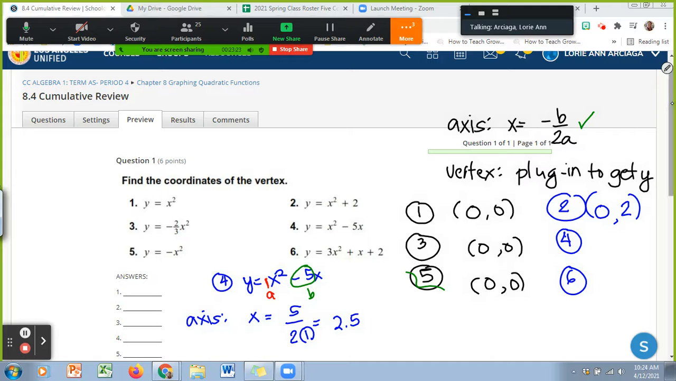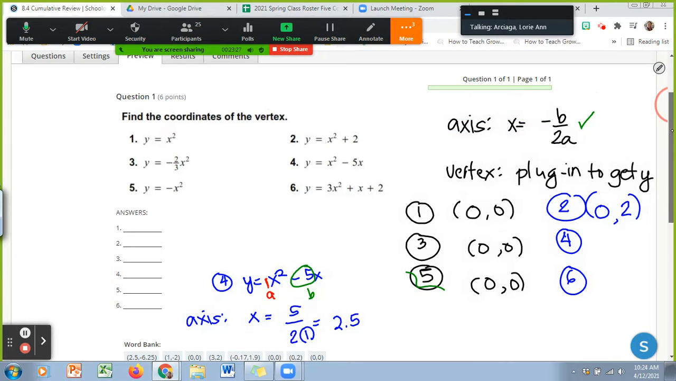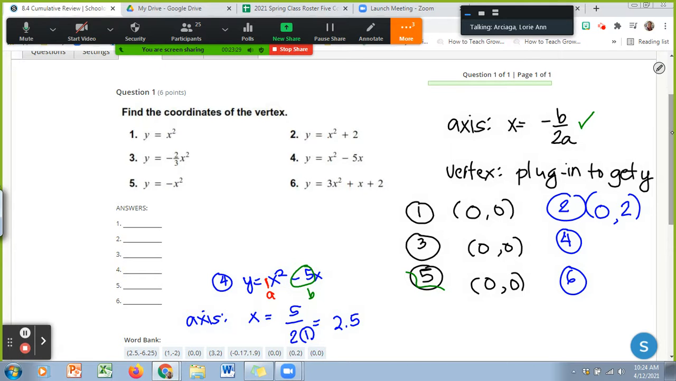If you're doing a multiple choice question like this, you don't have to think twice. Just look for something that has an x value of 2.5, right? It's right there. You see that? But how did they get the negative 6.25? So we're going to do that.